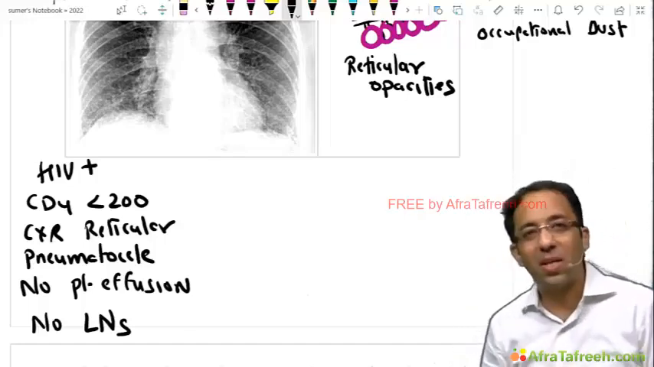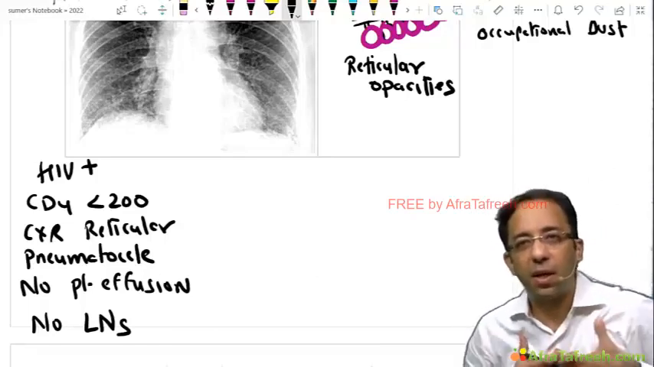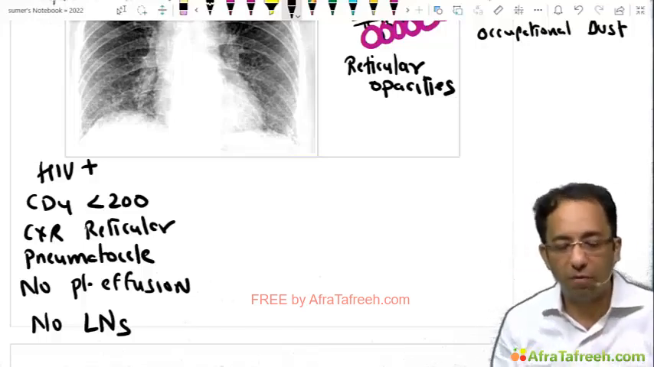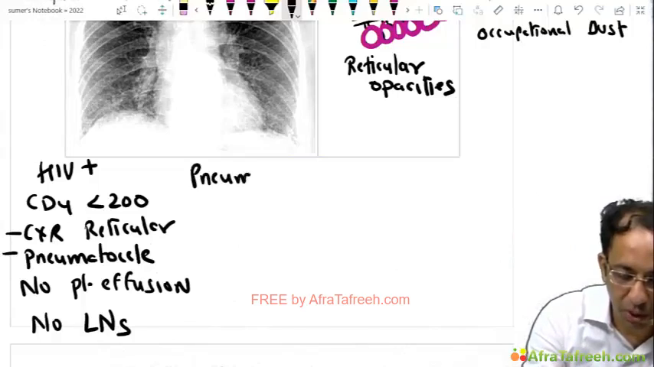So as soon as they say HIV positive, reticular shadowing in the lung, perihilar, central reticular shadows, no pleural effusion, no lymphadenopathy, pneumatocoele formation, these are all findings of pneumocystis jirovecii pneumonia.